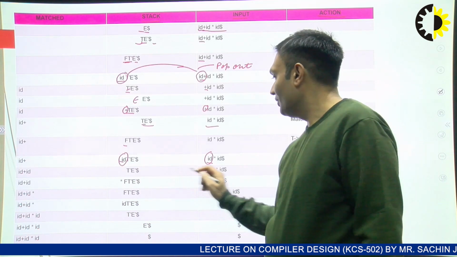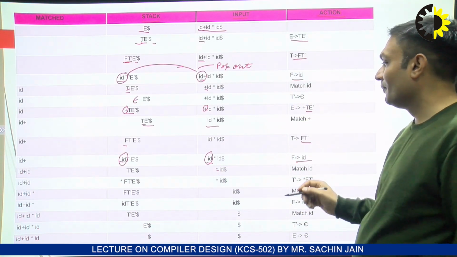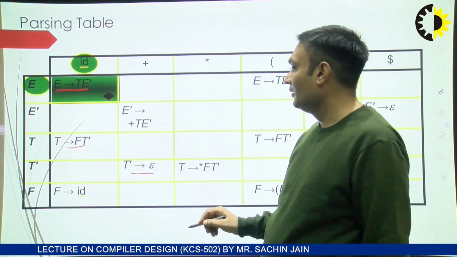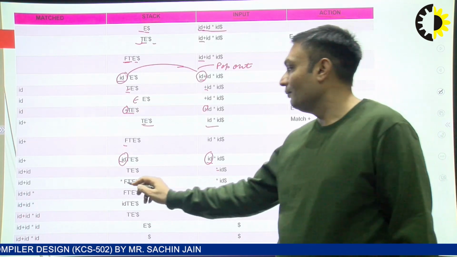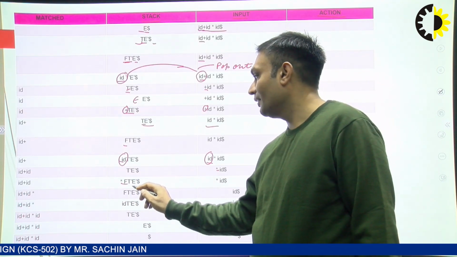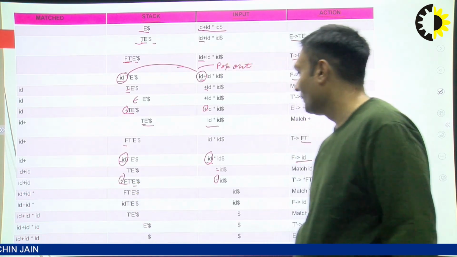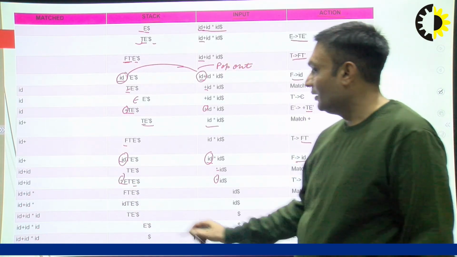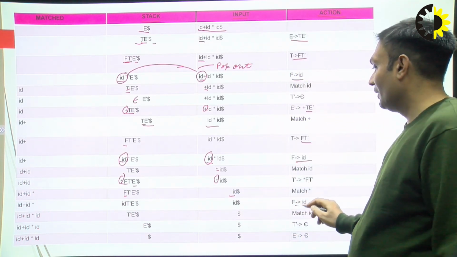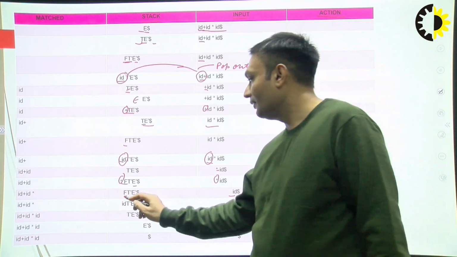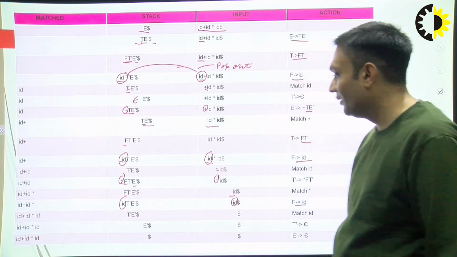Now this T dash on star we will match. We will see here T dash, there is a rule. We will write here star F T dash, E dash same. Now this star gets matched. This will be popped out. Same, F on id, there is a rule. Yes, F to id, there is a rule. We will replace this, the id gets matched. This will be popped out.